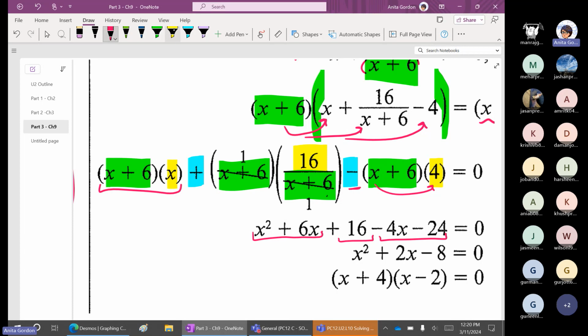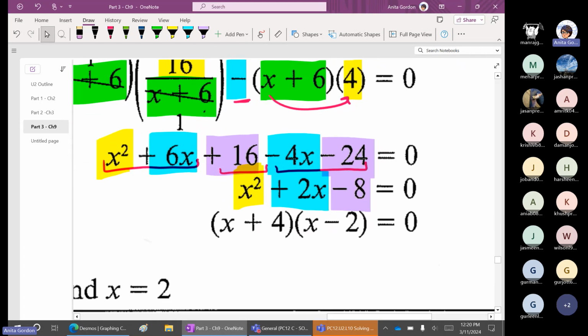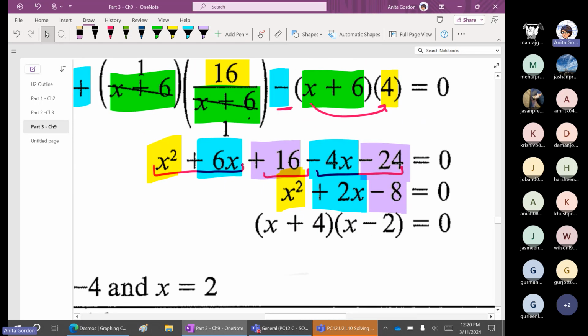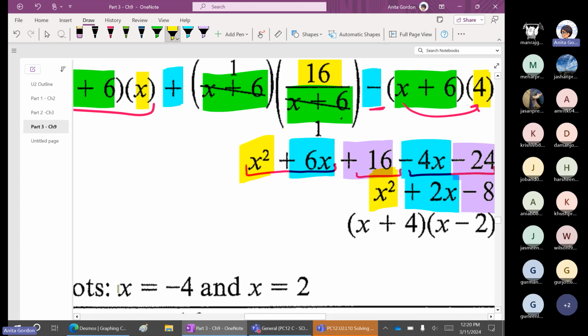And now we collect like terms. There's only one x squared. I have a positive 6x, a -4x. This gives me positive 2x. I have a positive 16 and a -24. That leaves me with a -8. And now I have a much simpler quadratic that I can very easily factor into x plus 4, x minus 2. So my two possible solutions here, x is -4 or x is positive 2.